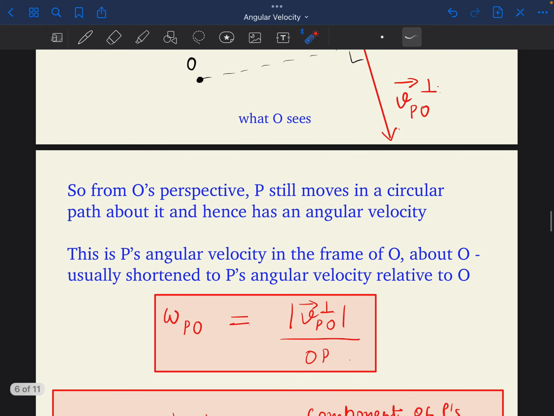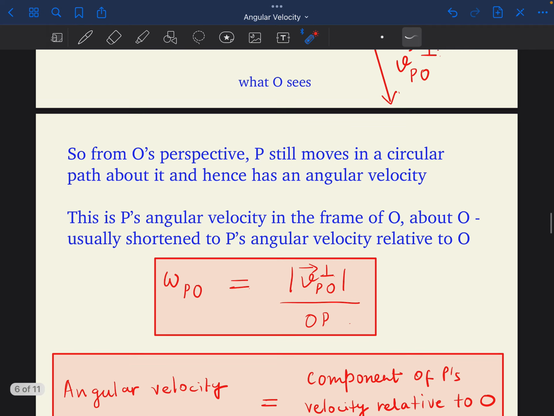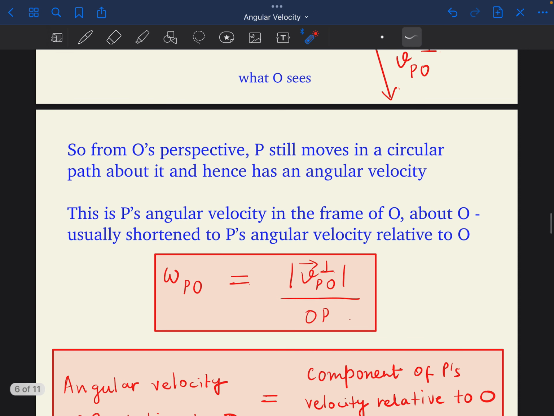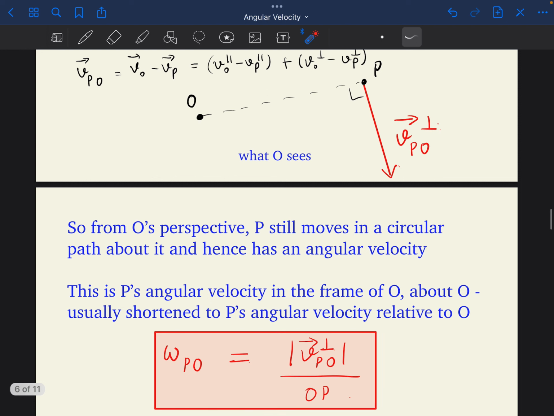So, this we define as something slightly new, which is angular velocity of P in the frame of O. Earlier, the definition was some kind of absolute angular velocity because we were seeing it from the ground frame, from the laboratory frame. Right? Now we are looking at things from the frame of O. So angular velocity of P in the frame of O about O.